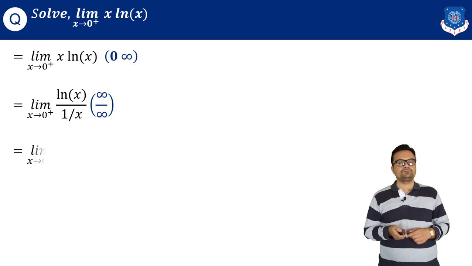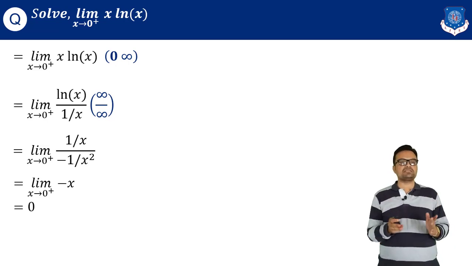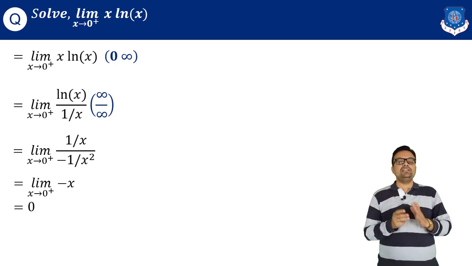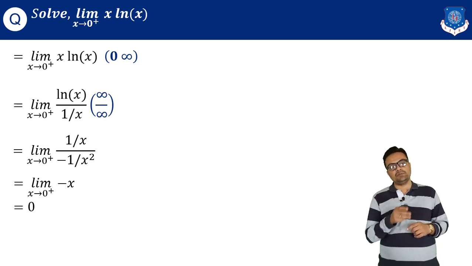Taking the derivative of the numerator and denominator separately using L'Hopital's rule, it will result into minus x, which is nothing but 0. So the value of this limit x tending to 0 plus of x into log x is nothing but 0.